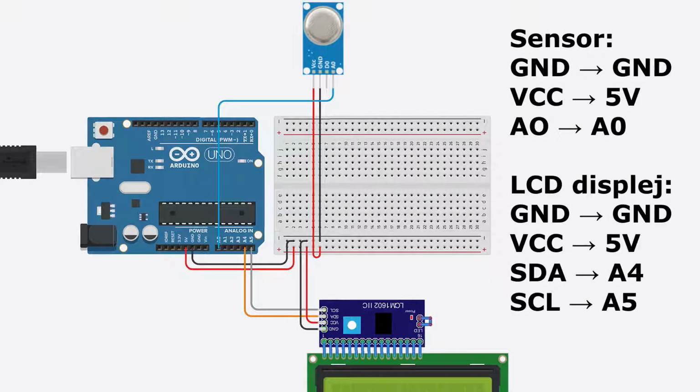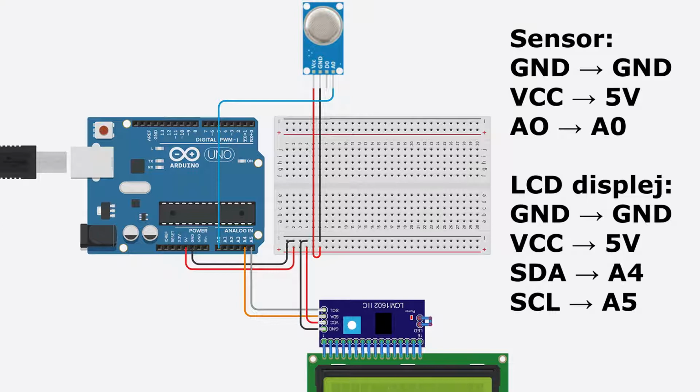Our circuit schematic looks like this. First, wire the sensor to the Arduino. Connect the ground pin to the GND pin of the Arduino and connect the VCC pin to the 5V pin of the Arduino. Connect the AO pin to the analog pin A0 of the Arduino.